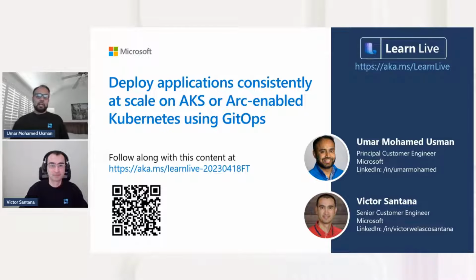Today we are going to be looking at deploying applications consistently at scale on AKS or Arc-enabled Kubernetes using GitOps. I know it's a mouthful. My name is Umar Mohammed Usman. I am a principal engineer, part of the Fast Track for Azure team under Azure CXP Azure Engineering.